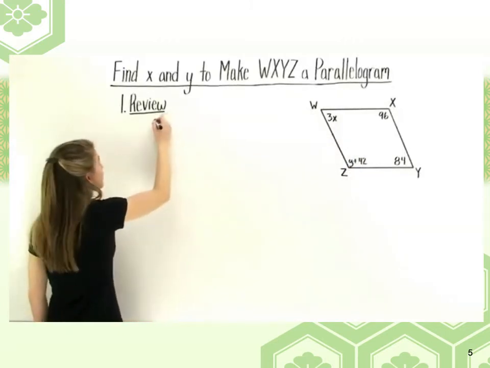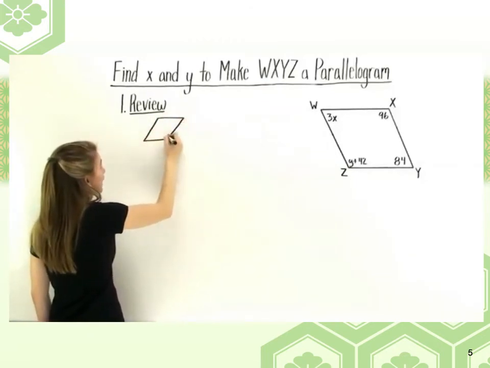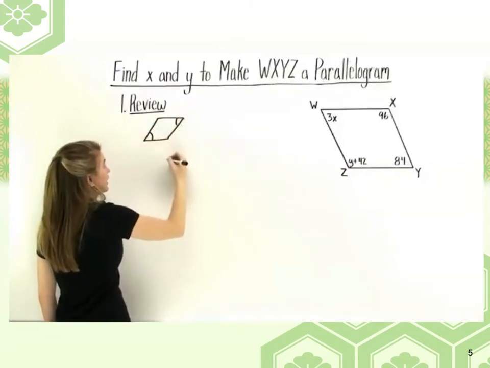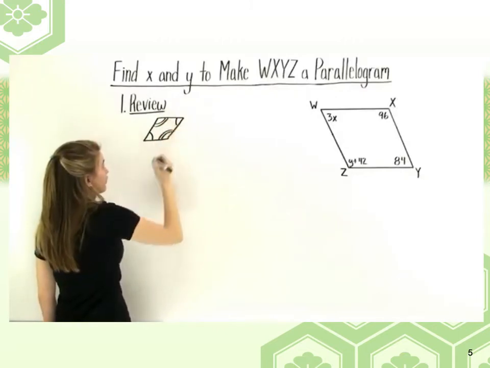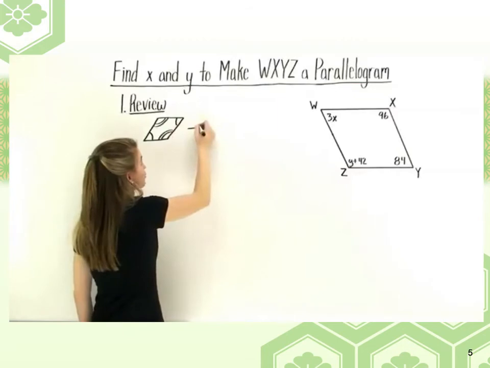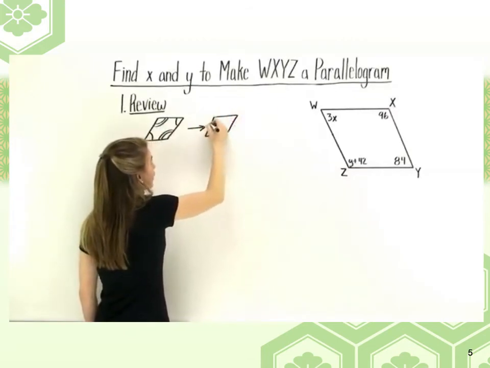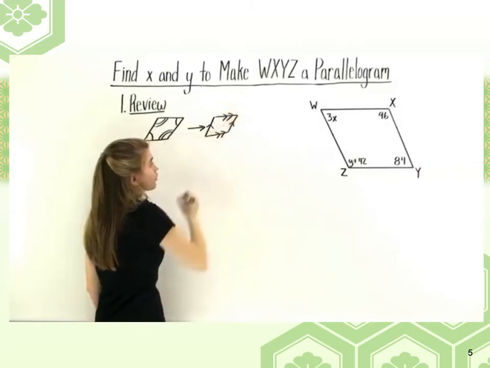One way to prove that a quadrilateral is a parallelogram is by showing that both pairs of opposite angles are congruent. In other words, this angle is congruent to this angle, and this angle is congruent to this angle. If a quadrilateral has both pairs of opposite angles congruent, then that quadrilateral is a parallelogram. So, in our case, we need to show that both pairs of opposite angles are congruent.